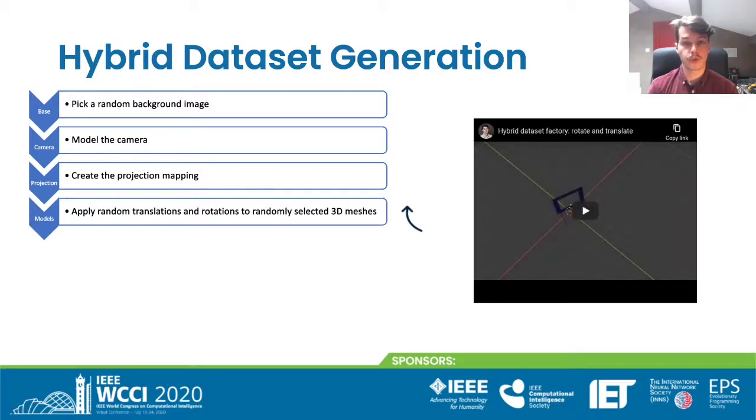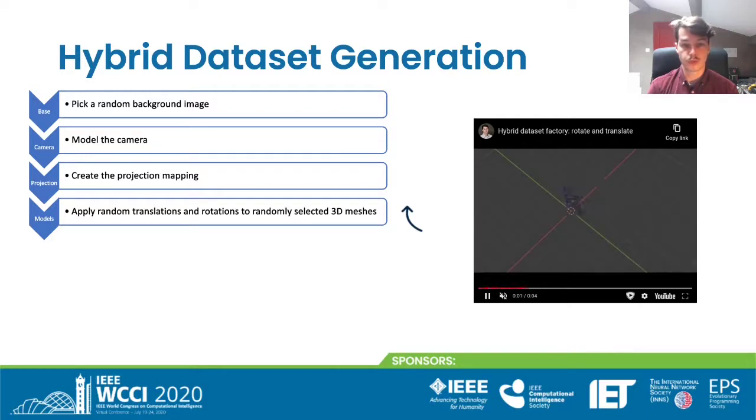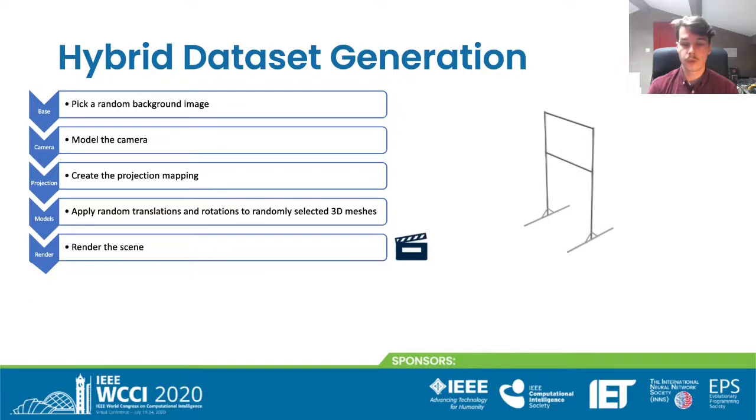Then we can spawn many elements from a collection of obstacles or gates, for example, and we can apply random rotations and translations to each of those elements. Finally, we can render the scene and use transparency in the background in order to overlap it on top of our real image.